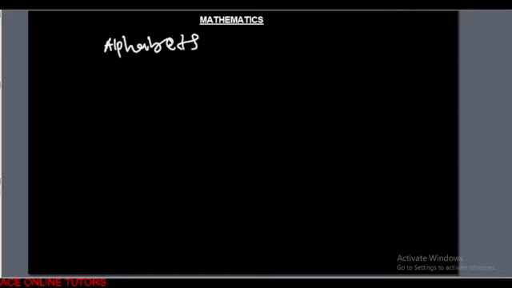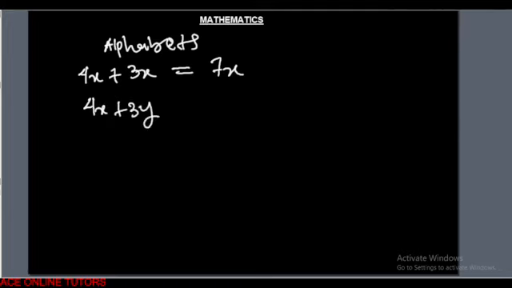So let's say you have been asked to add 4x and 3x. Since they are the same, this is just x and this is just x. So if you have 4 times something plus 3 times the same thing, this is just like saying you are adding 4 mangoes with 3 mangoes, then you have 7 mangoes. But if you are having 4x plus 3y, can you add them together? No, your answer is still 4x plus 3y.